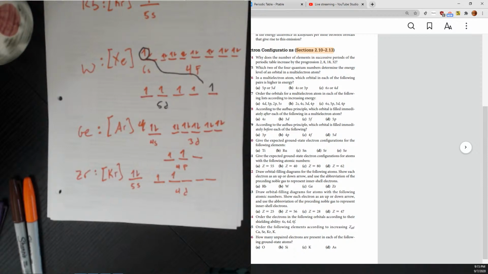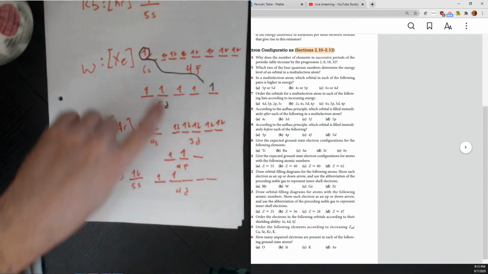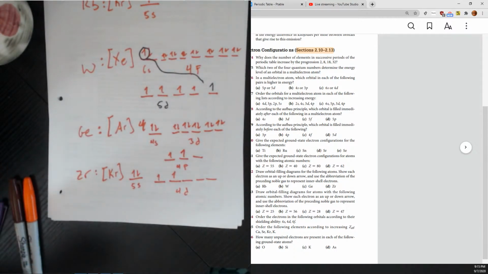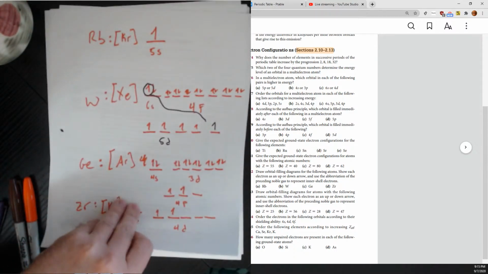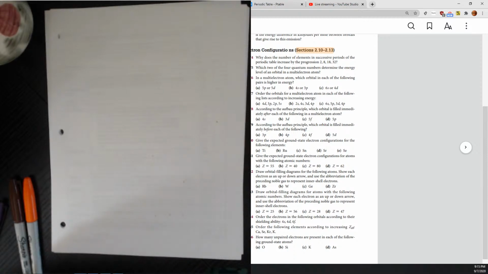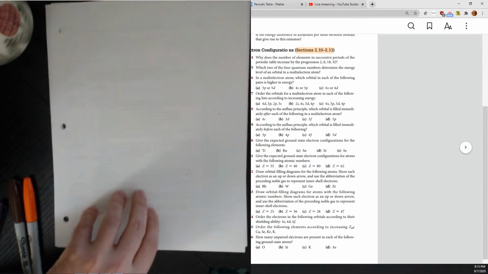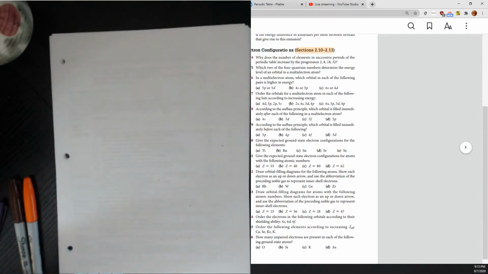Okay, next up is 86. How many unpaired electrons are present in each of the following ground state atoms? All right, this is one of those occasions where you have to be able to do orbital filling diagrams, because orbital filling diagrams show you whether electrons are paired or unpaired in a way that electron configurations don't. Okay. So we're going to have to do orbital filling diagrams for oxygen, silicon, potassium, and arsenic.